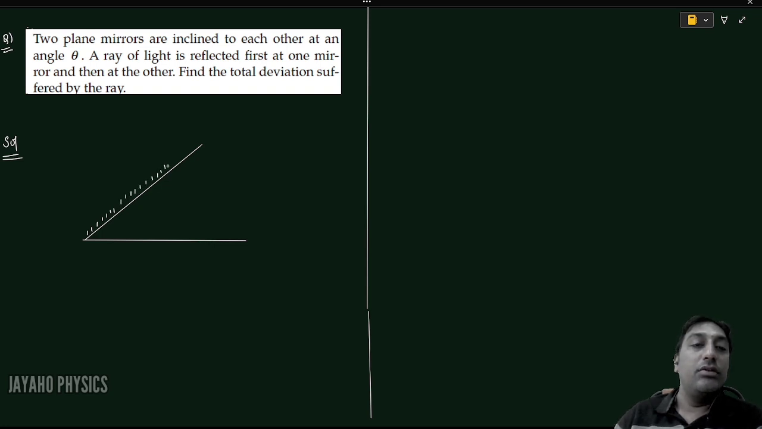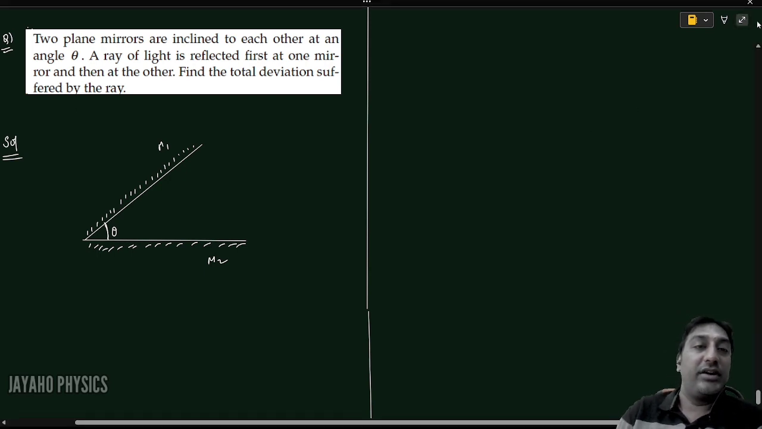So here, the two mirrors are inclined at an angle of theta. Here it is M1 and here it is M2. So what is the angle between them? Here it is theta. What they were telling is that a ray of light is reflected first at one mirror, then at the other.